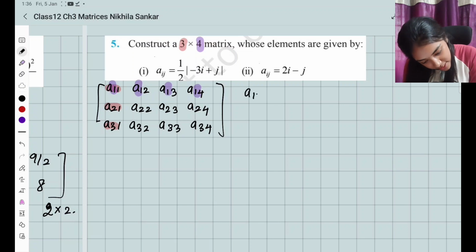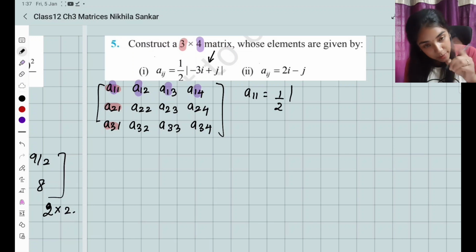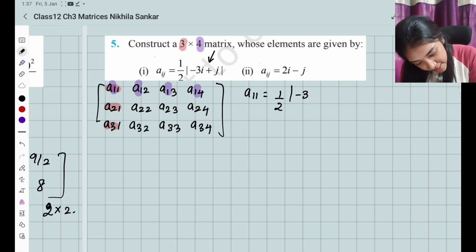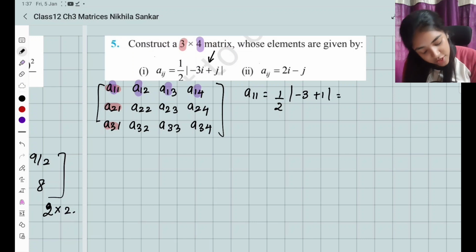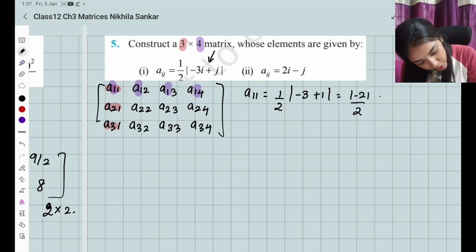So basically, first A11 is going to be this particular thing. So half times absolute value. Absolute value னா negative வராது. Negative எல்லாமே positive ஆ மாறிடும். So minus 3 into 1 plus 1. So this is going to be minus 3 plus 1 is going to be minus 2. Minus 2 absolute value விட்டு வெளிய வந்தா, so minus 2 divided by 2, it is going to be 2. 2 by 2 is 1.